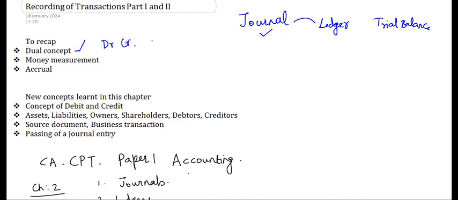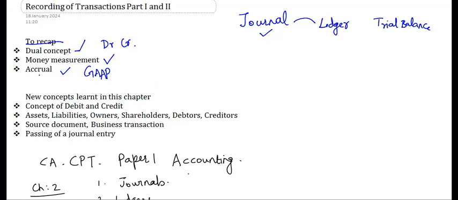So there are two parts to a transaction. Money measurement is also equally important because only those transactions which are financially quantifiable get sent to the books of accounts. And finally, it is the accrual concept, which is accepted by globally accepted accounting policies as well. So it is the accrual concept which we will be using in journalizing and in preparation of the financial statements. Now that we have recapped the three main accounting principles which are key for bookkeeping and preparation of the financial statements.